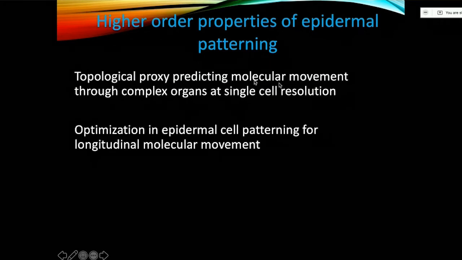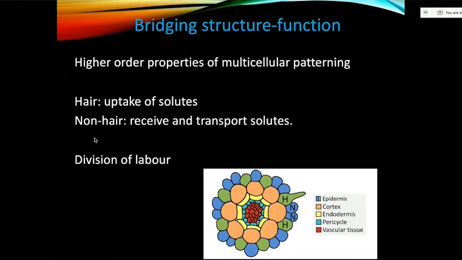So what we have then is an optimization in cellular patterning for the longitudinal molecular movement. So the optimization, if you think of moving from point A to point B, the optimal way to do that is following the shortest path. It's your fastest route. So the optimization in this sense is that some paths are shorter than others for the movement of molecules through the plant organ, and that's the optimization.